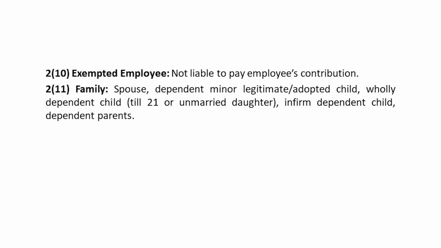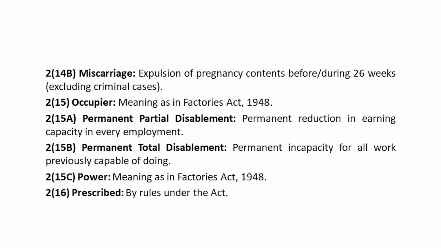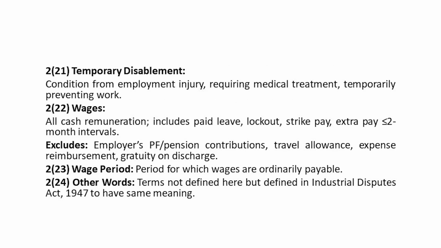So other definitions, like the definition of family, are very, very important. Family means the spouse, the dependent minor legitimate or adopted child, the wholly dependent child, or the unmarried daughter till the age of 21 years. If the child is infirm, then in that case they would be considered a dependent child, or the dependent parent. So they would come under the definition of family. For temporary disablement, we are taking similar kinds of definitions which have been given there.